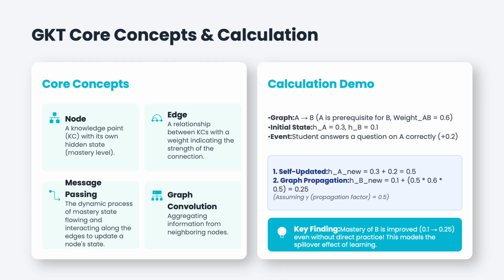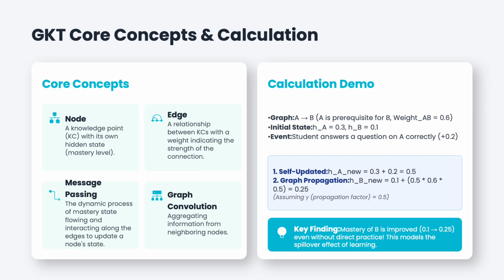So, how does GKT calculate this propagation of knowledge? Let's break it down. The core idea is message passing. Imagine each skill or node on our subway map can talk to its neighboring skills. When a student practices a skill, that node sends a message to its neighbors saying, "Hey, I've just been updated." The graph convolution part is like a smart listener at each node.